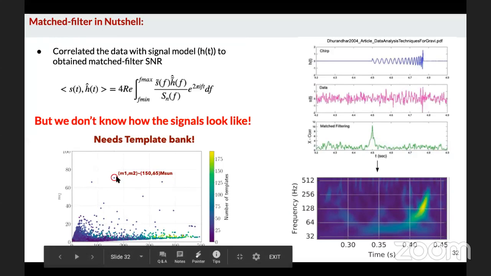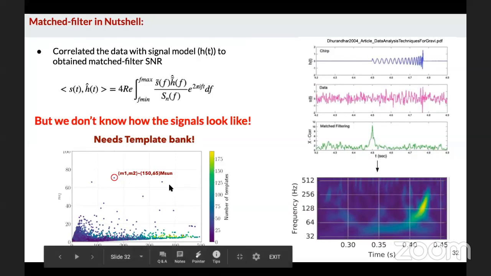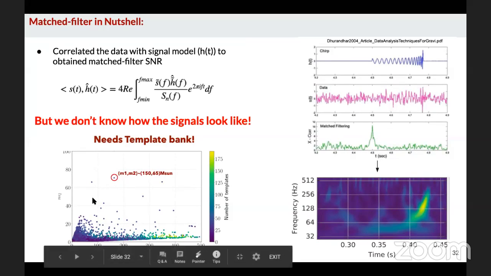And let's consider this particular template, and it has a mass of 150 and 65. So these many templates, which correspond to the order of millions, if we want to see the number. So we do the match filter over these many templates in order to claim a detection.